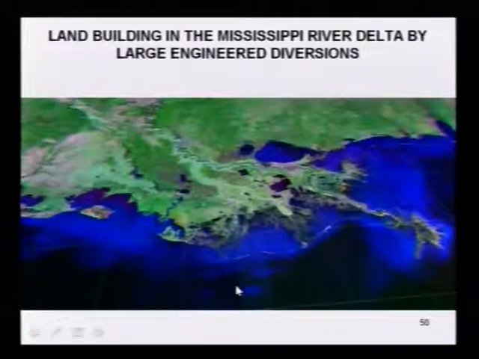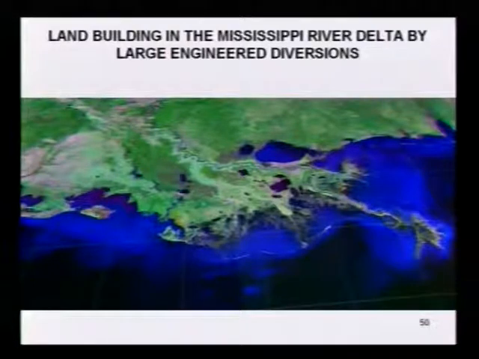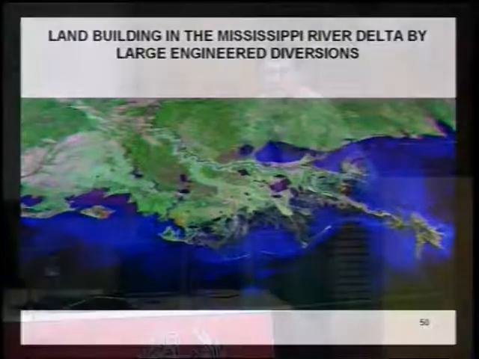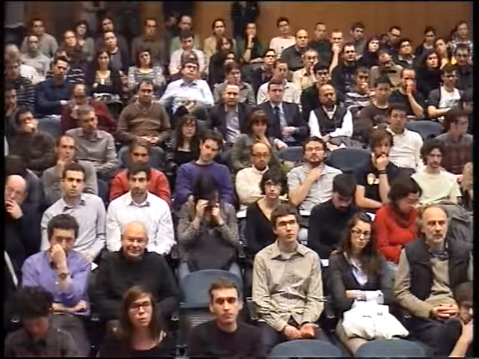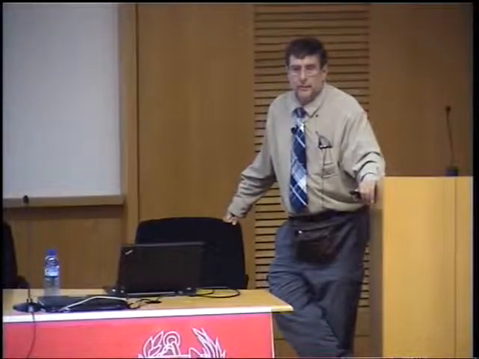Okay, I move on to a third topic, which is land building in the Mississippi River Delta by large engineered diversions. By now, all of you are familiar with the Hurricane Katrina disaster. The past few years have seen a number of very terrible disasters. We had the earthquake and tsunami in Indonesia and the Indian Ocean. We had Hurricane Katrina after that. We had a very bad earthquake in China after that. We had the earthquake in Haiti after that, and now we have the terrible event in Japan.